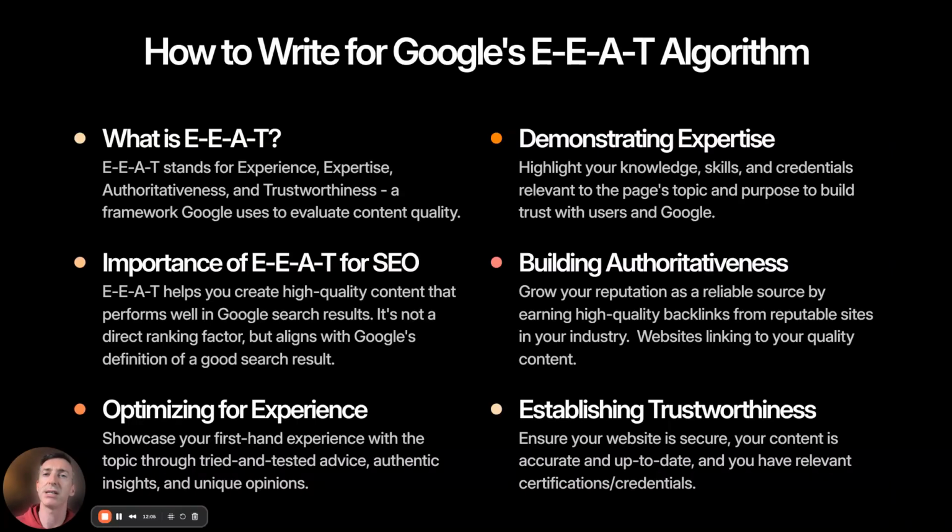But of course, we still need to demonstrate our expertise. So you've got to highlight your knowledge, your skills, your credentials relevant to the page topic, and then build trust with users and Google doing that. You can build your authoritativeness by growing your reputation as a reliable source by earning backlinks. That's something we'll talk about further down the line. But if you're writing good quality articles, if you have good quality products, other websites in your niche are going to link to you, and that is going to help build your authority. It's something for a little later down the line that we will be doing a lot of focusing on.